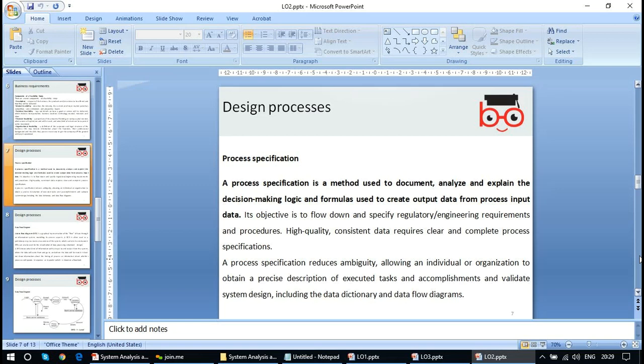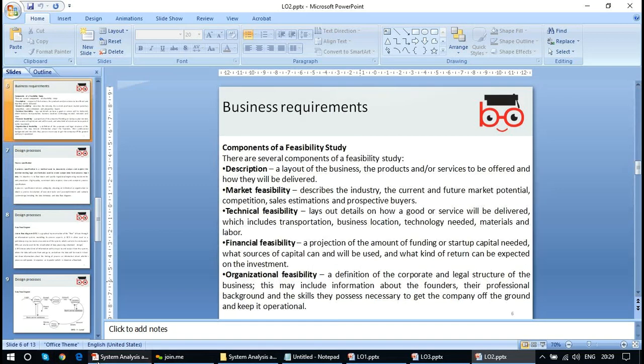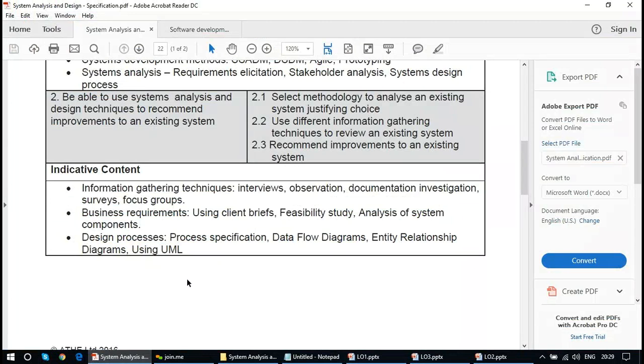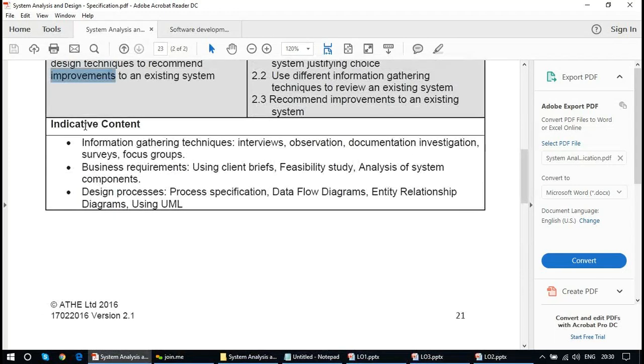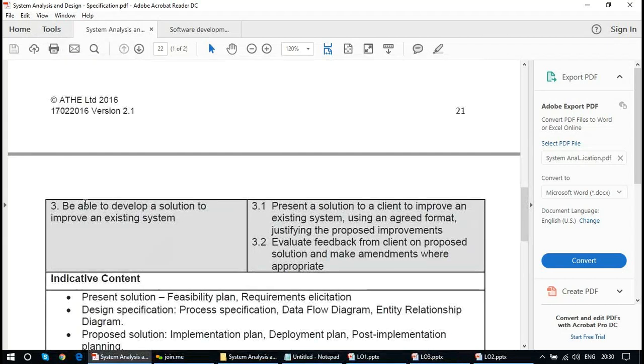If you go back to the document, the outcome two. You said the outcome two is labeled wrong, isn't it? It's supposed to be the design, isn't it? No, what I said is the learning outcome two is the design. But they have written that they need to recommend any improvements. So really I just need to ignore the word improvements. Exactly. In the third, they are saying be able to develop a solution to improve an existing system.